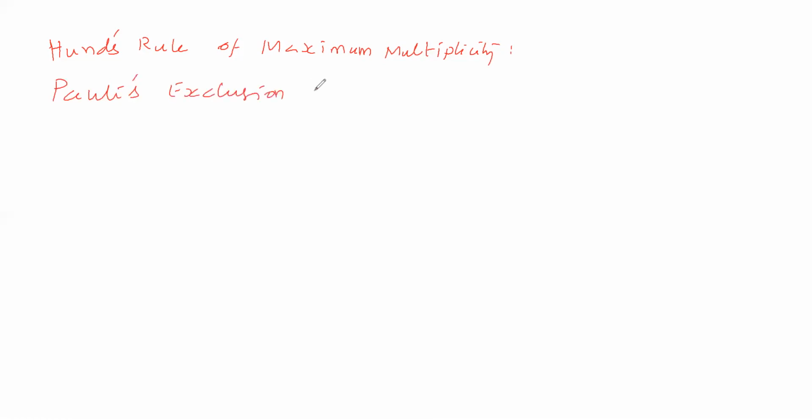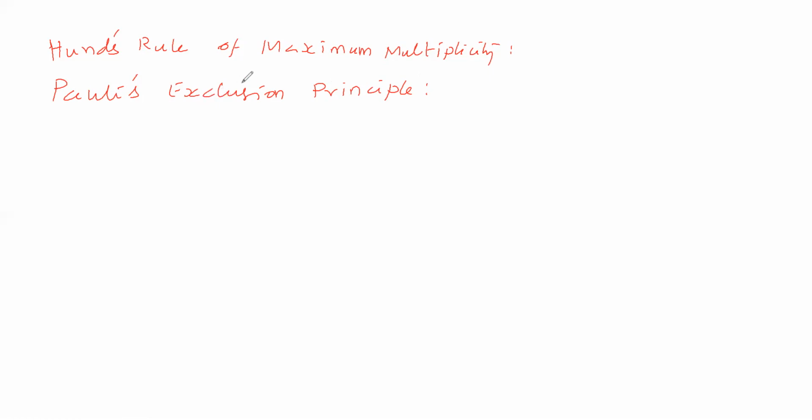Next rule we will see. One is Hund's rule of maximum multiplicity. Another is Pauli's exclusion principle. We will see Pauli's exclusion principle first, then we will go for Hund's rule of maximum multiplicity. Now we will take Pauli's exclusion principle.